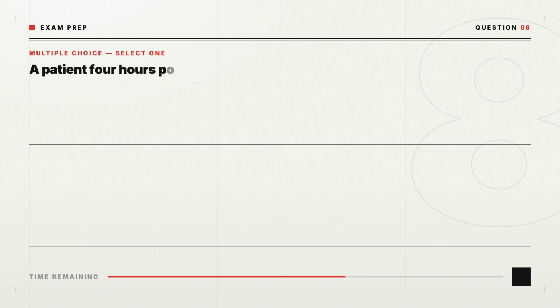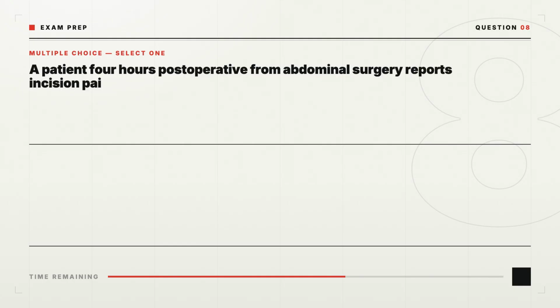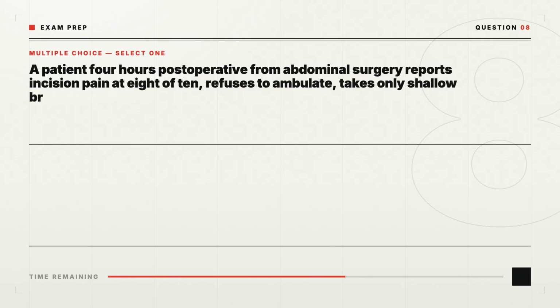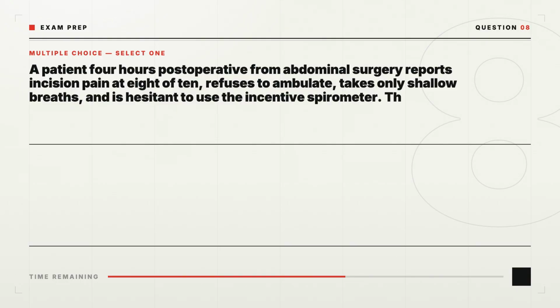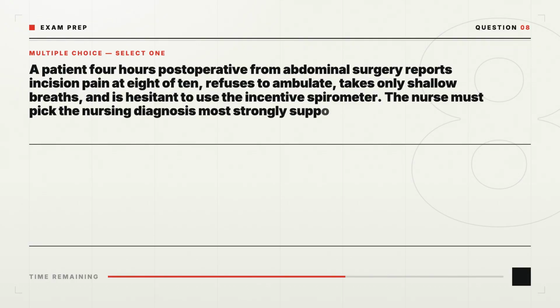Question 8. A patient 4 hours post-operative from abdominal surgery reports incision pain at 8 of 10, refuses to ambulate, takes only shallow breaths, and is hesitant to use the incentive spirometer. The nurse must pick the nursing diagnosis most strongly supported by the gathered cues.